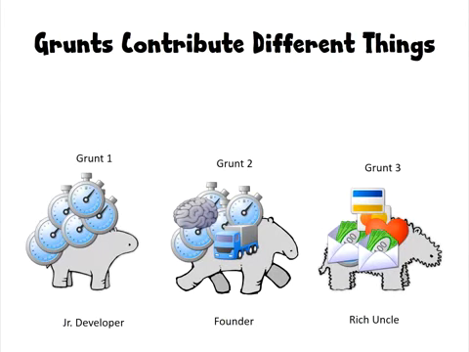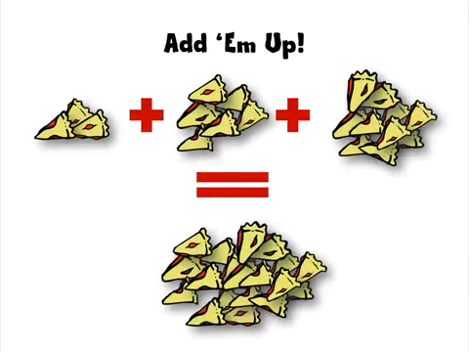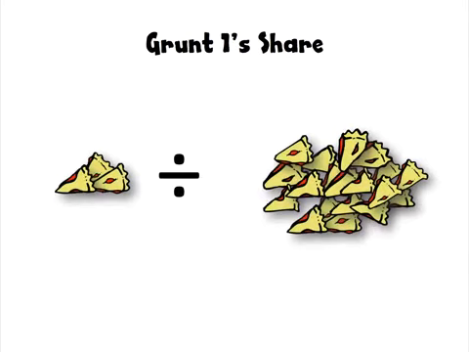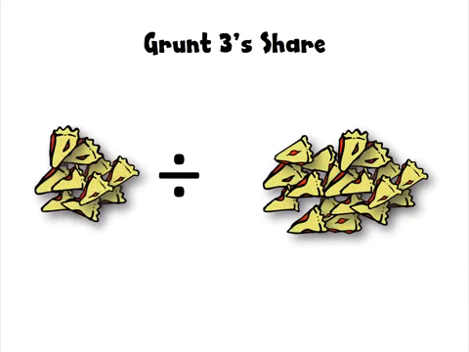So the first step is to convert all their stuff to slices. It's a piece of cake, knowing this, all you do is multiply non-cash by 2 and cash by 4. So boom, there they are, the slices have been converted. Now we add up all the slices in the pie on a rolling basis. Then you divide each person's share by the number of slices they have. So this is grunt number 1 share, number 2 share, and number 3 share.